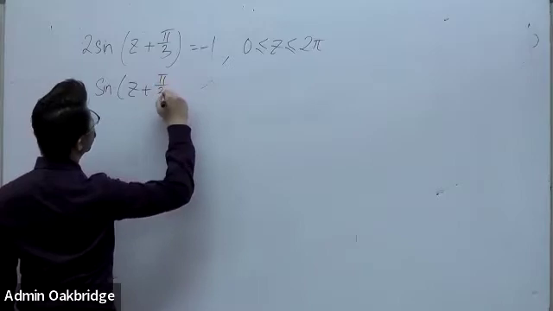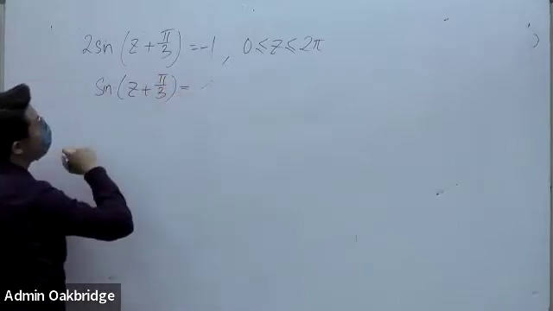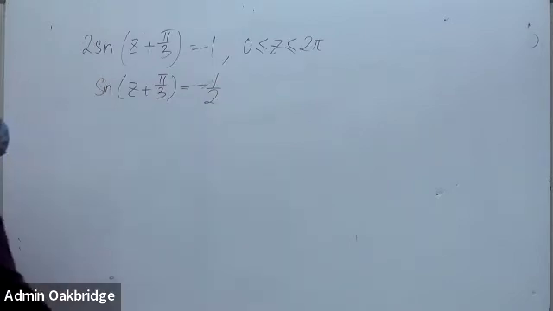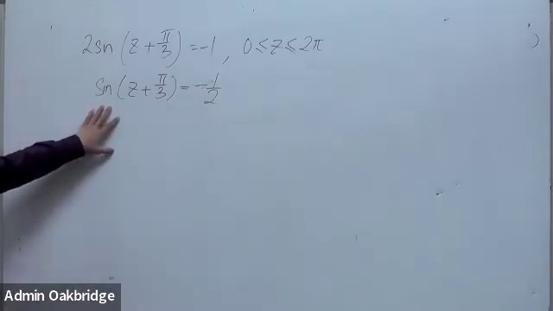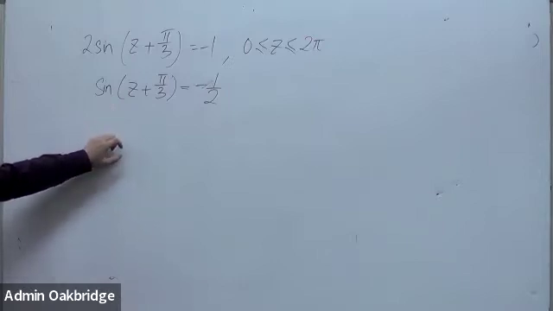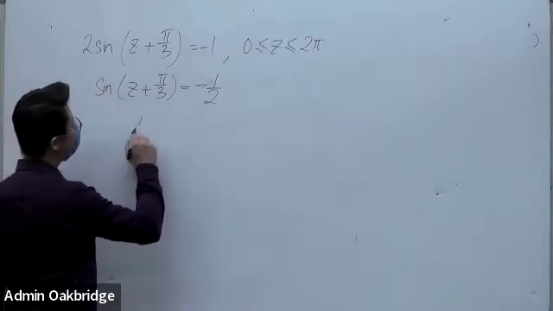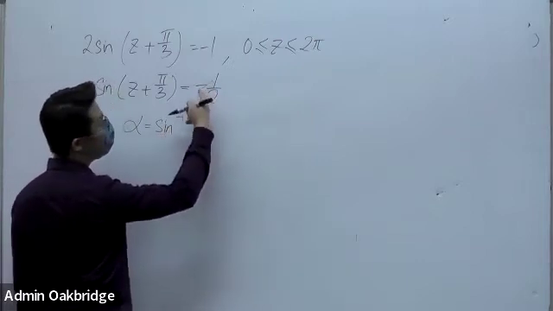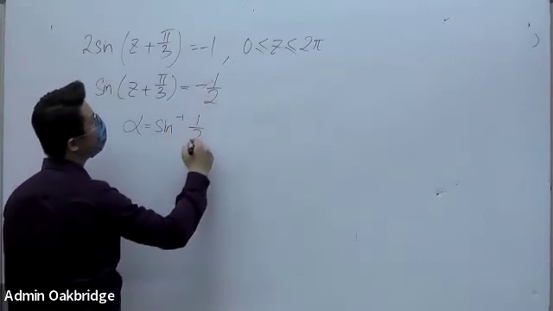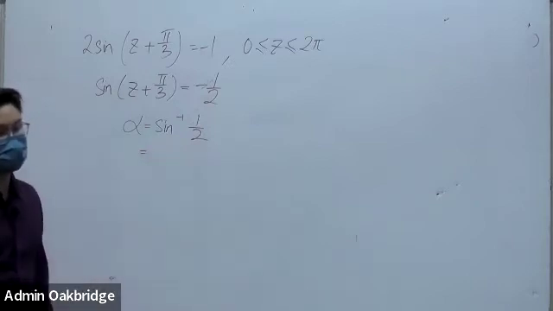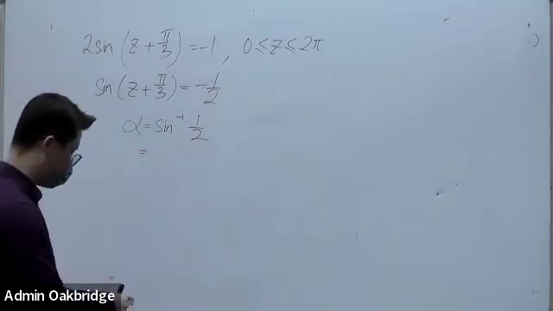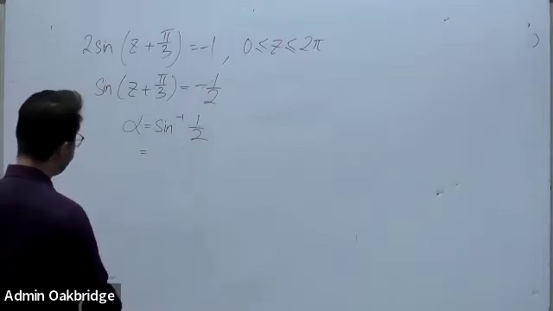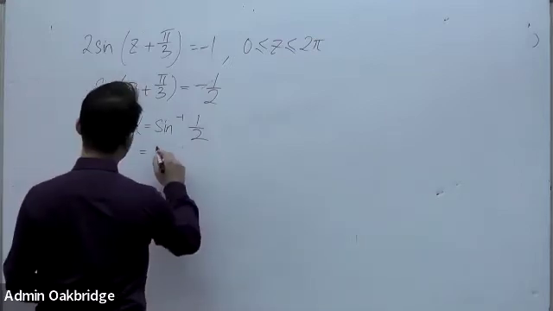You should do the division, right? To remove 2, you divide both sides by 2. And now this is what we call the simple trigo equation. And next step, you can find out the basic angle first. Take the inverse sine, and then take away the negative. So what is this? Pi over 6.